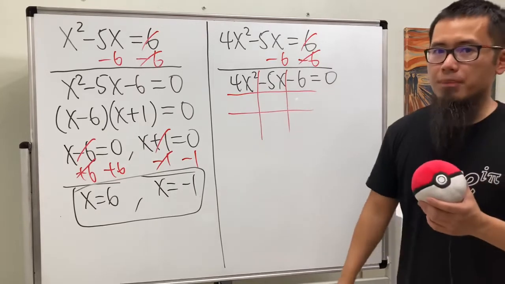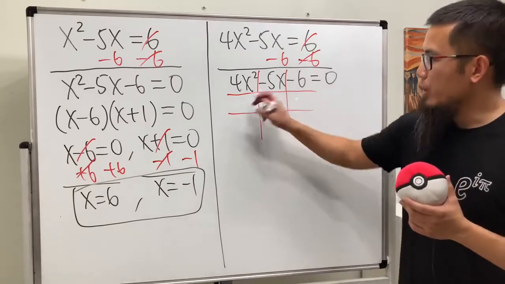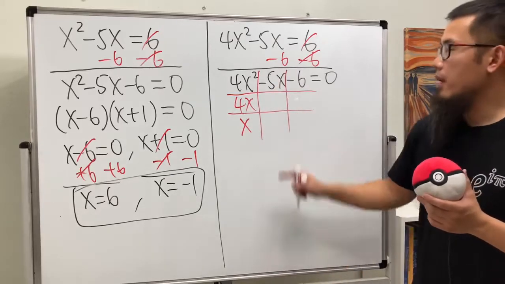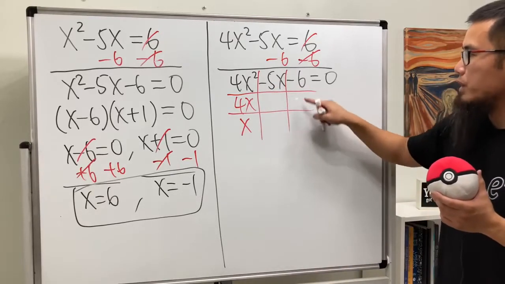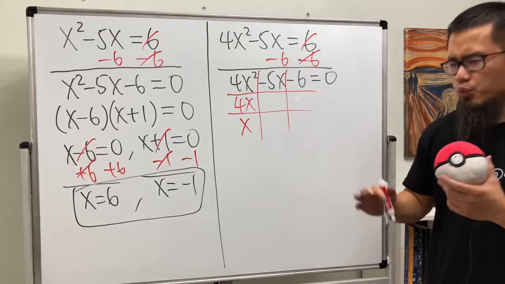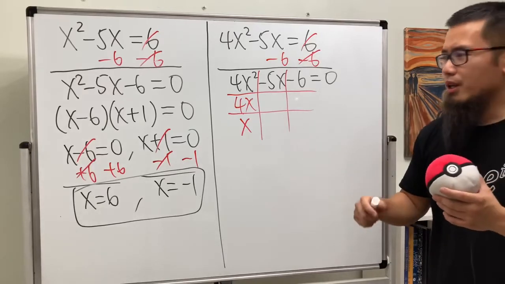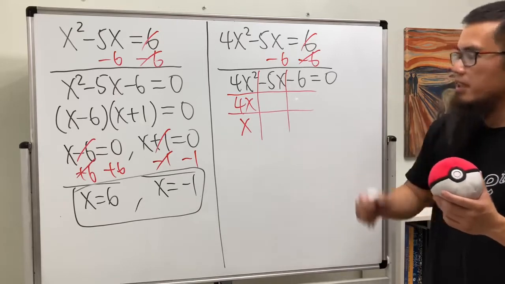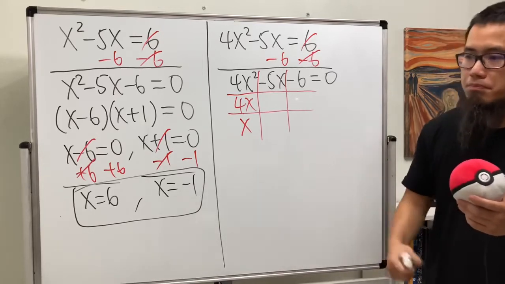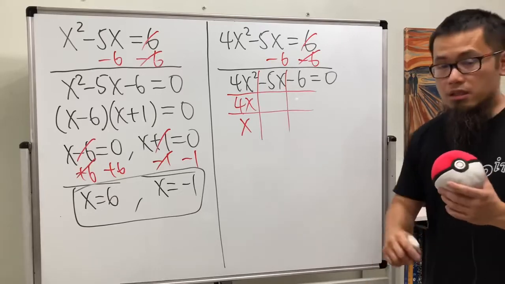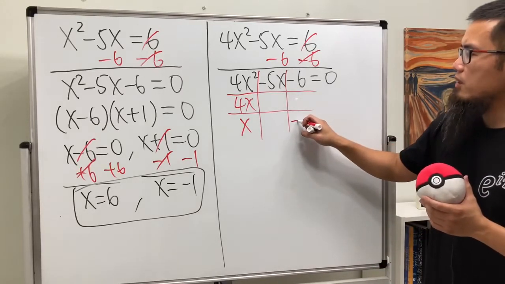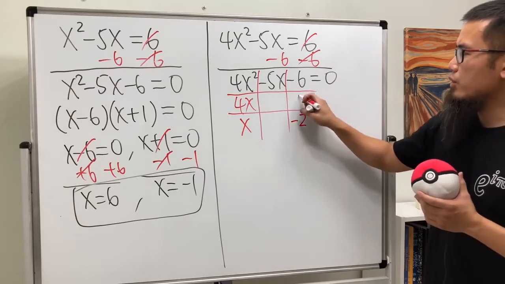I will just tell you the correct combination. We need to have 4x times x. That will give us 4x squared. Coming to here, what times what will give us negative 6? We have a couple choices, huh? 2 times negative 3 or negative 2 times 3. 1 times negative 6 or negative 1 times 6 and all that. Again, I will just tell you the correct combination. We are going to have negative 2 right here and 3 right here.